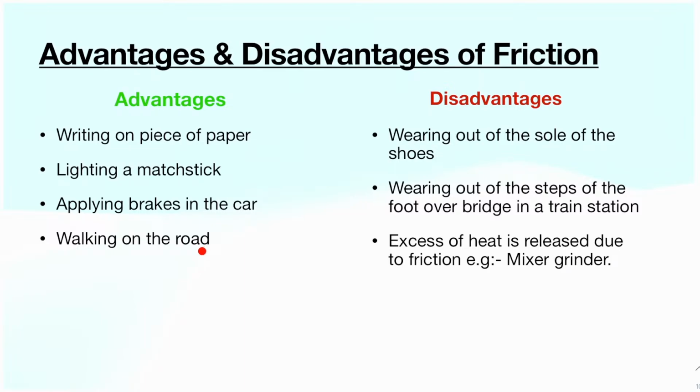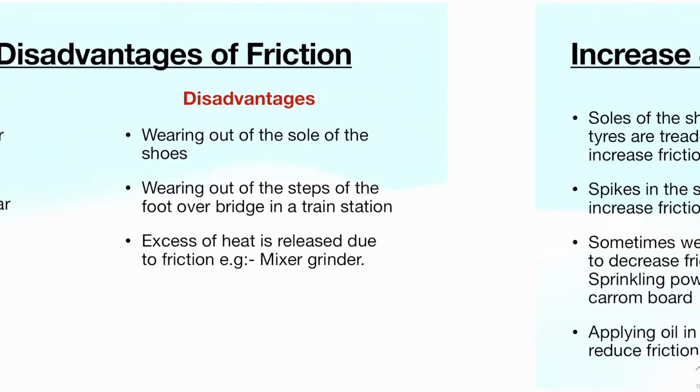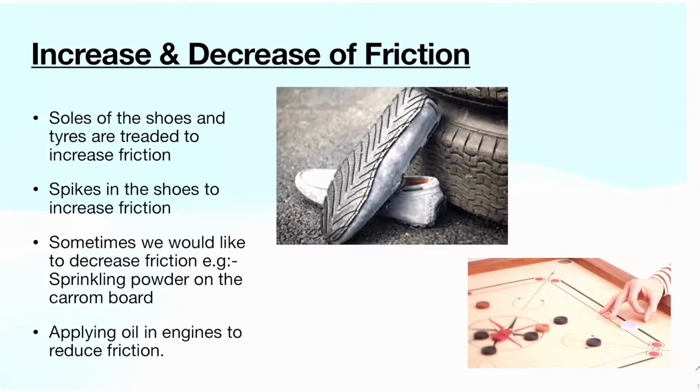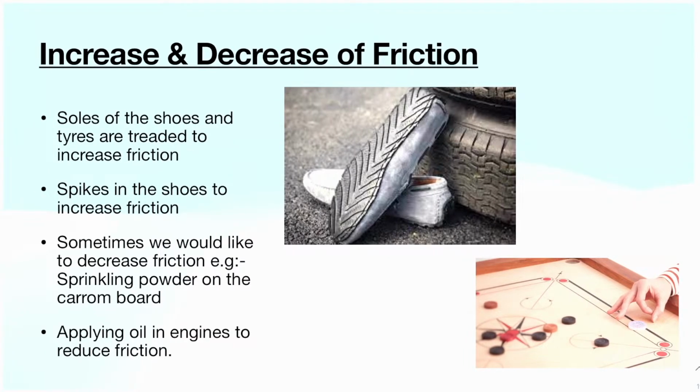You might have also noticed that walking on a road is much easier than walking on a marble floor which has a little water on it. When there is water on a marble floor, there are high chances of slipping. That's because the friction is reduced. We have seen the advantages and the disadvantages of friction. Let's take a look at how we could increase or decrease the friction.